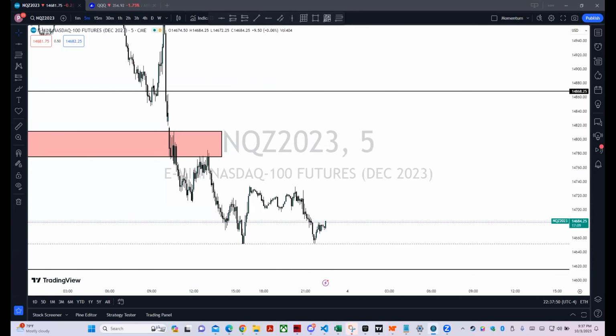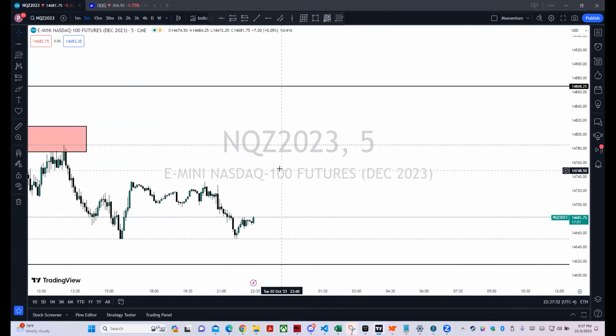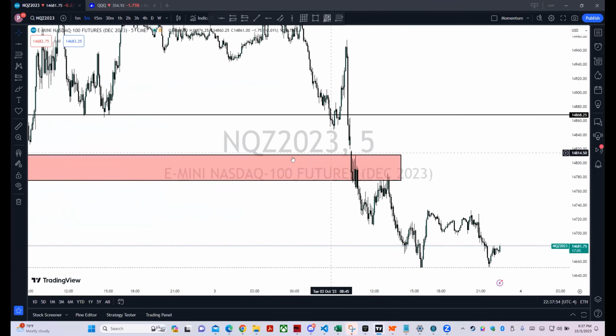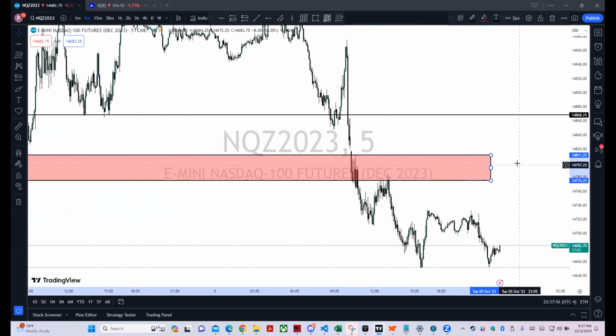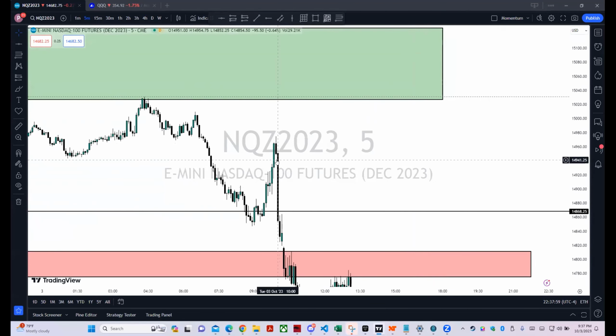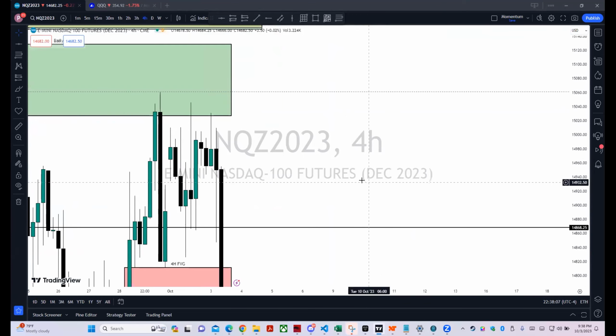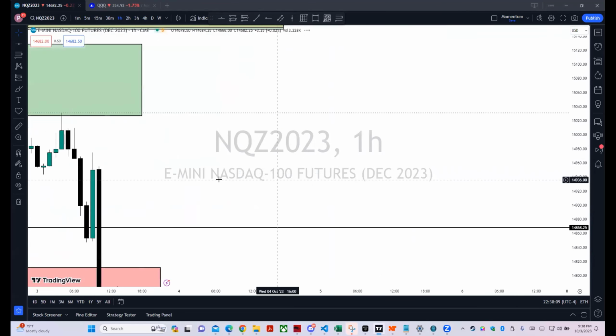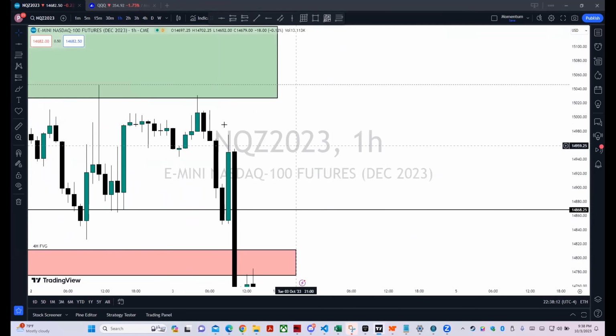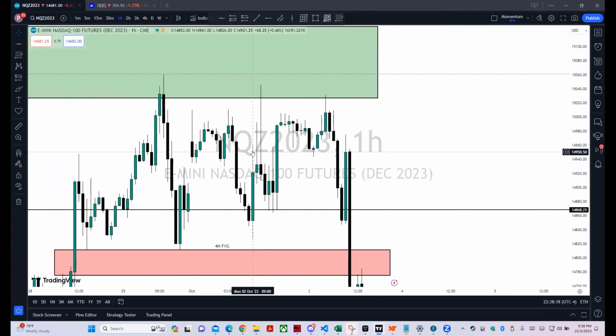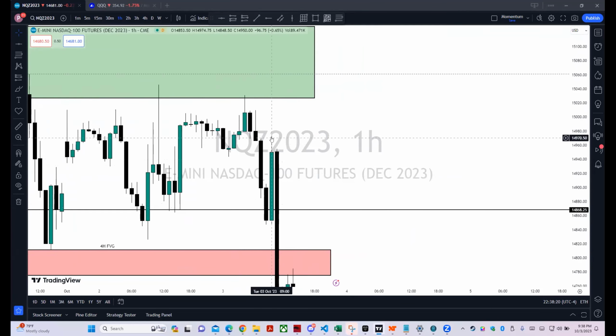All right. So we have NQ today. This up here, I expected this. I even called it out earlier today. I said, hey, we have a fair value gap to the top. I bet that this is going to get wicked through. We took the buy side up here.